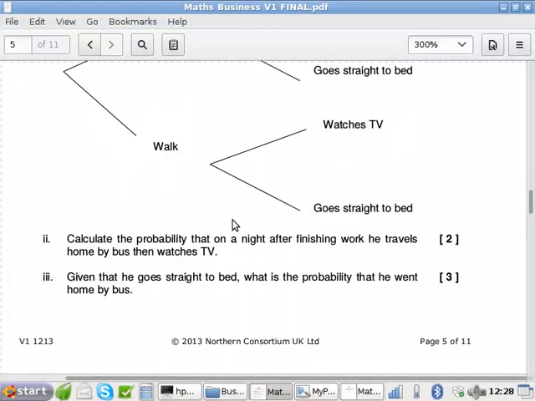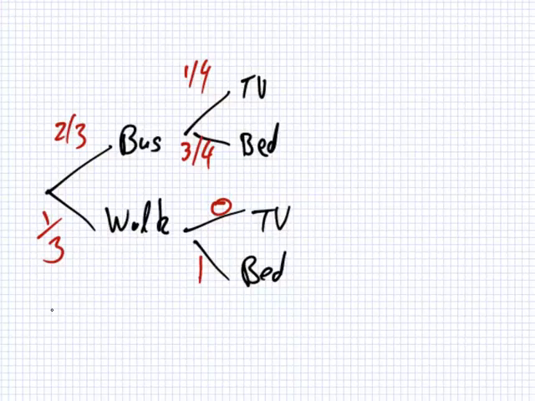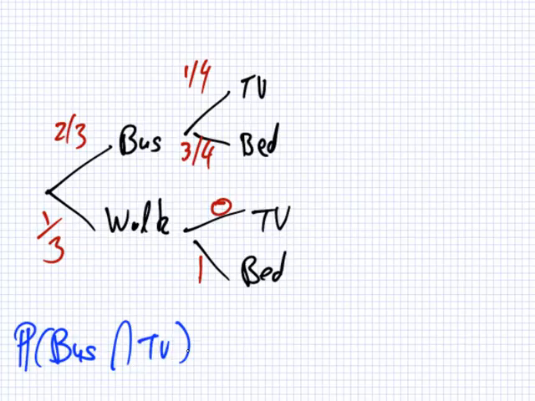So the first question is: calculate the probability that on a night after finishing work, he travels home by bus, then watches TV. So I'll just write down the probability of bus and TV, which will be 2/3 multiplied by 1/4.